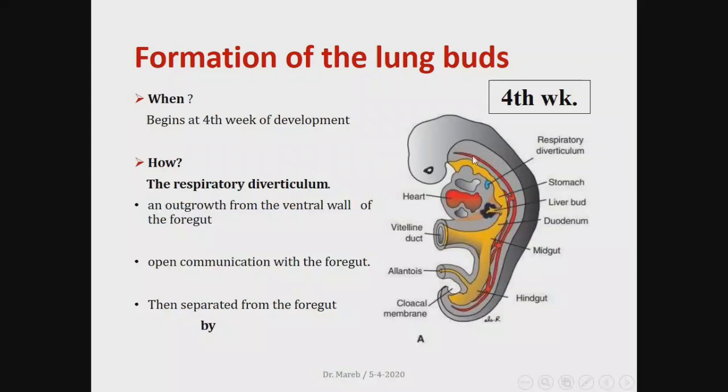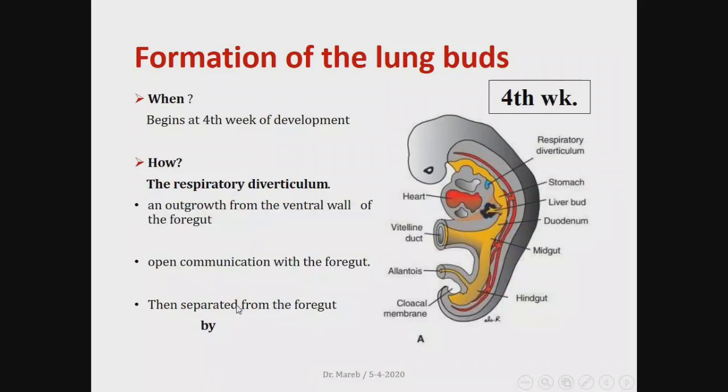This is the mesoderm, which appears red in color, and this is the foregut, which appears yellow in this area. Now, you can see from the ventral wall of the foregut there is an outgrowth, and this outgrowth from the ventral wall of the foregut is called the respiratory diverticulum. This respiratory diverticulum has an open communication with the foregut.